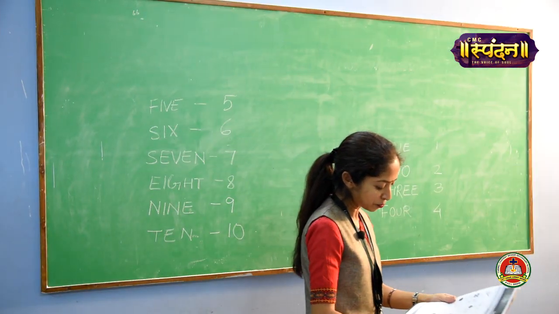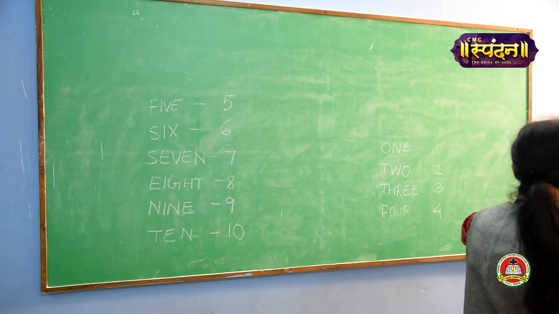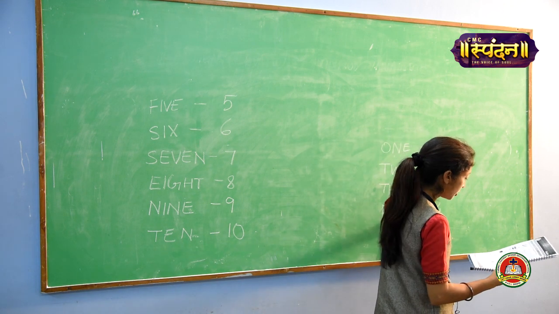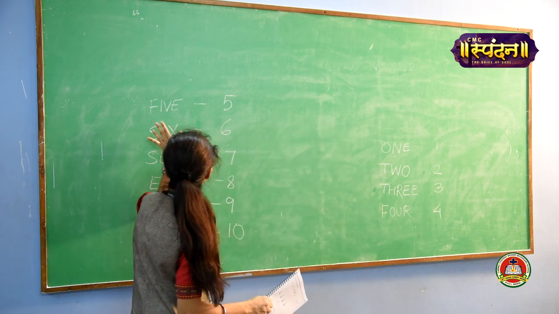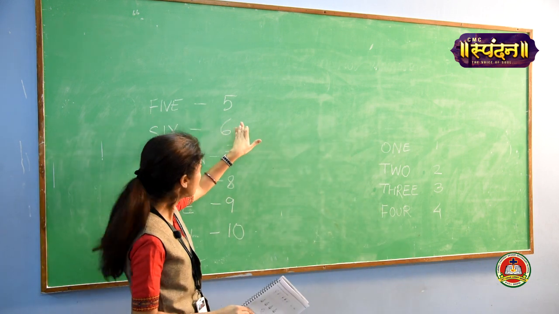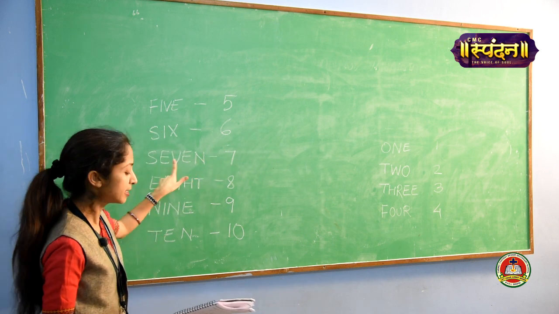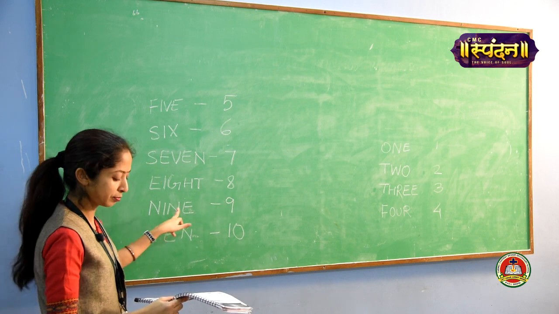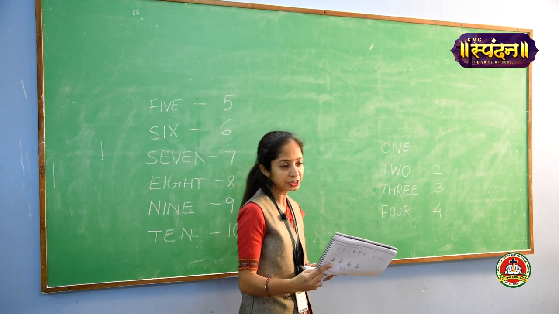So please fill up this page. With 1 we are going to write the number 1, with 2 you are going to write number 2, with the name 3 you are going to write number 3, with the name 4 you are going to write number 4, with name 5 you are going to write number 5, with 6, number 6, 7, number 7, 8, number 8, 9, number 9, and 10, it is 10. Please fill up this page.